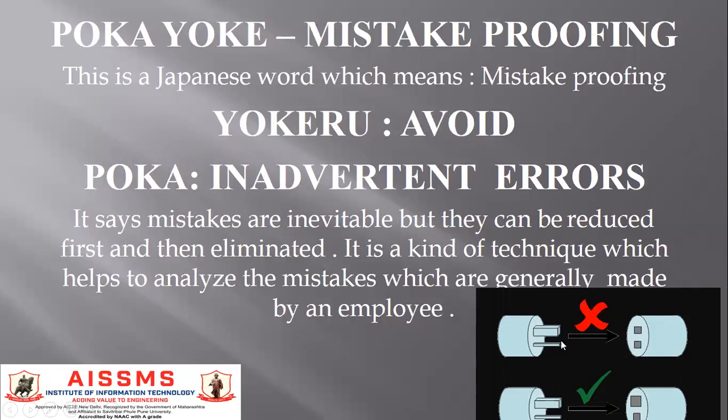If I see these two pins and the sockets, in the earlier case, this is the mistake. Both of them are of the same size. Let's try to analyze what the mistake is, and once it has been taken care of, it is corrected by using the correct size socket. So this is how mistake proofing can be done.